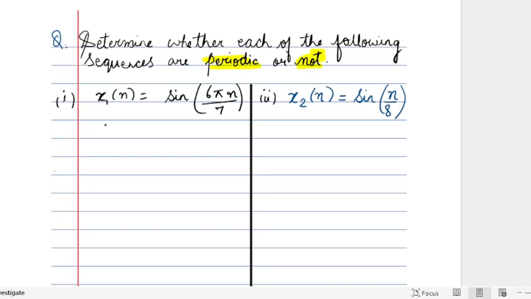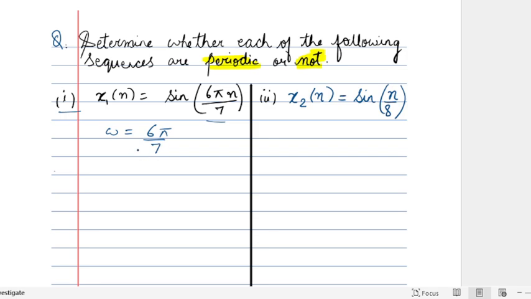So we are having another challenge to determine whether each of the sequences is a periodic signal or not. If we look at the first question, that is x1[n] equal to sin(6πn/7). If we compare this with sin(ωn), then we can say that ω will be equal to 6π/7.